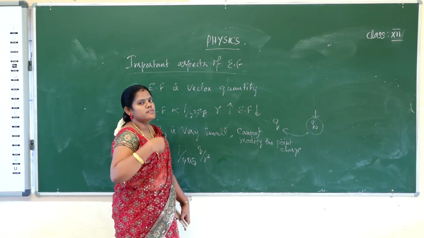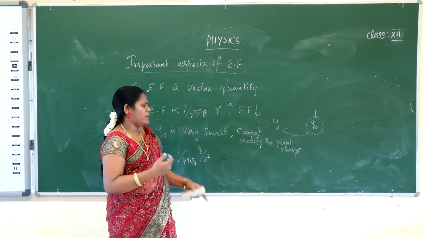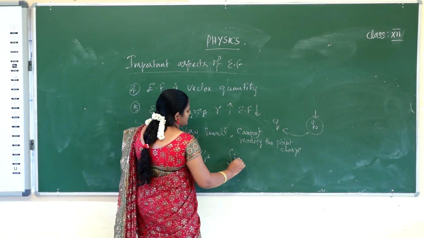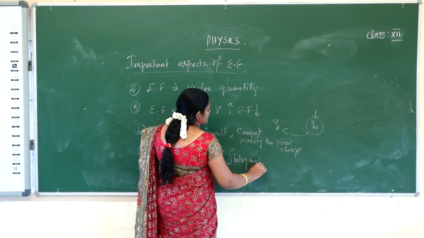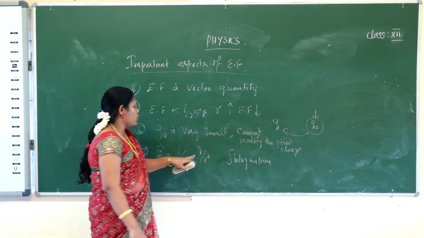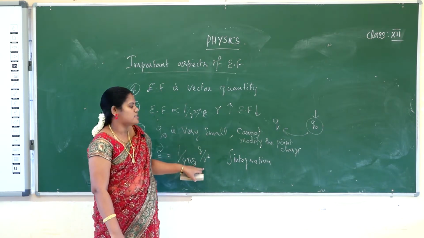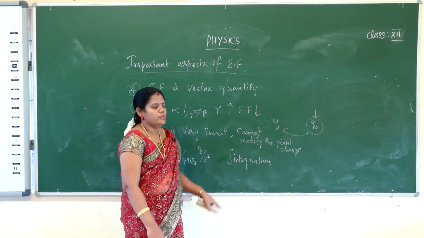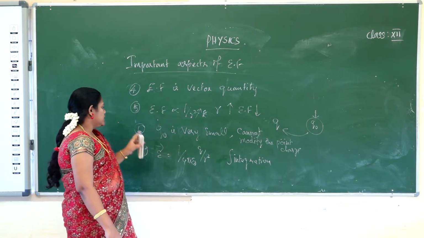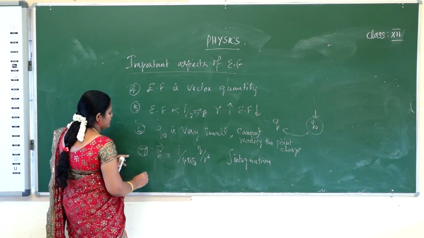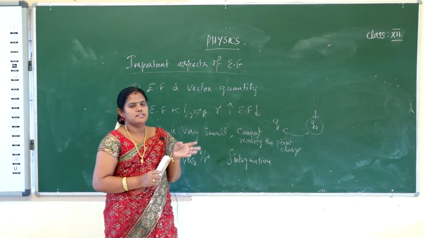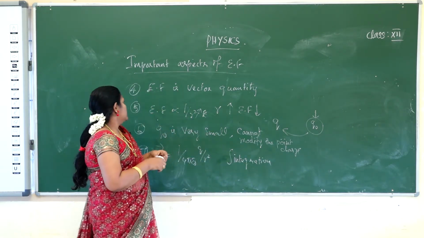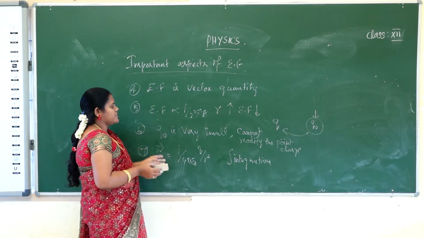For other charge distributions, you have to calculate in integration form, in the limit formation, considering a lot of charges. So you have to consider all the charges in the system and use the integration method. So these are all the points of the electric field. Electric field lines will be discussed later. First, go for the next topic, the important aspects of the electric field.